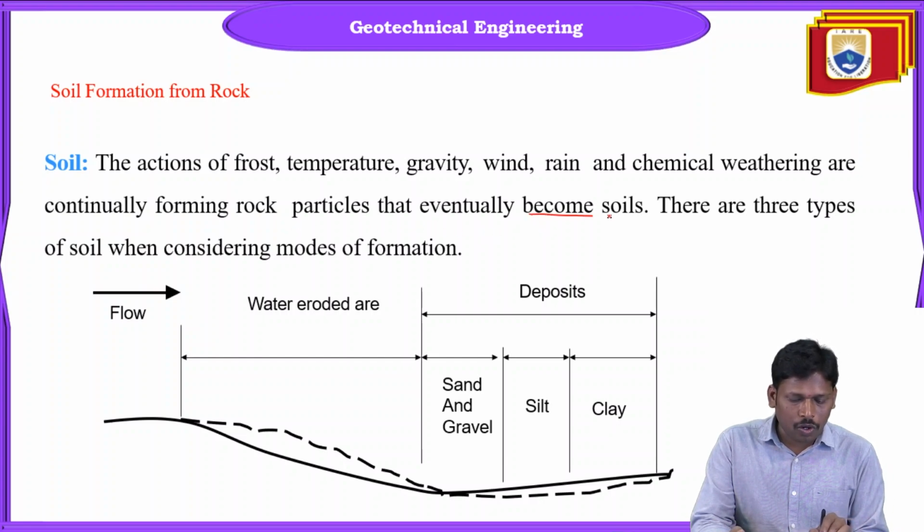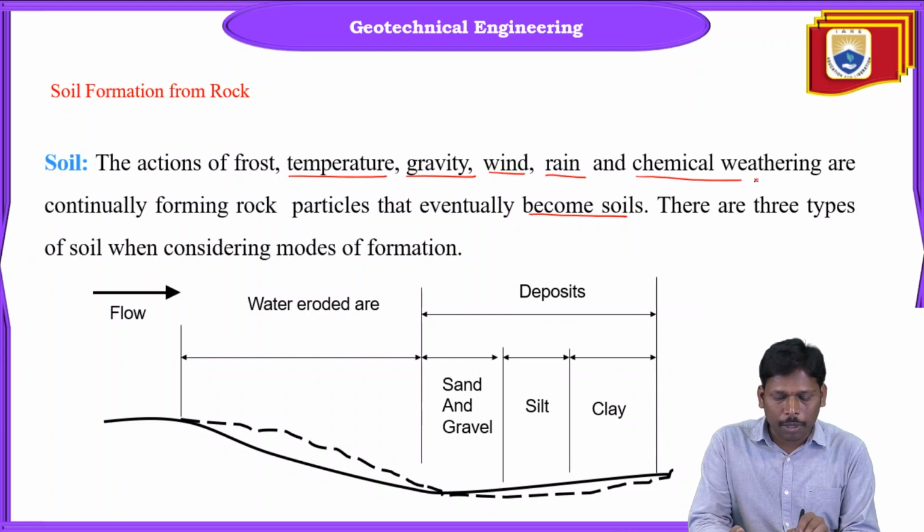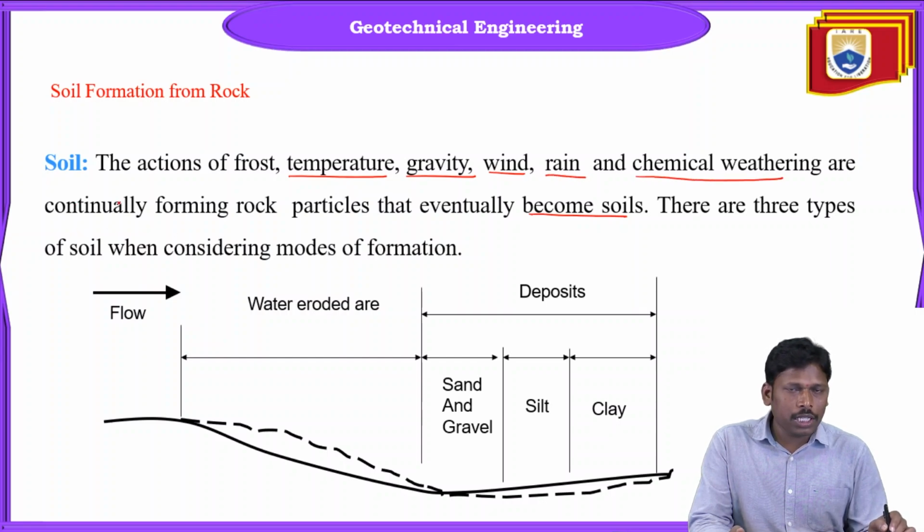So to become a soil, these actions, temperature, gravity, wind, rain and chemical weathering, are continuously acting on the rock. Then the rock will disintegrate, and smaller particles will be formed from the rock. Those smaller particles we call soil.